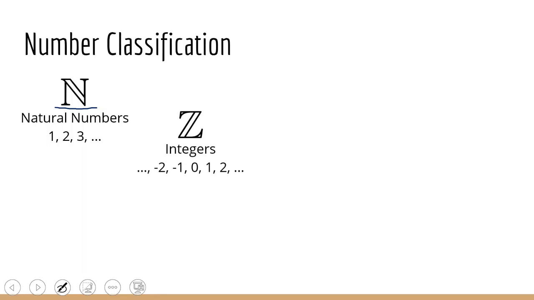We also have some common sets in math, so let's go through them. Firstly, we have natural numbers. This is denoted with a capital N, and these are just the natural counting numbers: 1, 2, 3, 4, 5, and so forth. We also have integers. Integers are whole numbers that can be positive, negative, or just 0, and that extends both negatively and positively, and is represented by the letter Z.